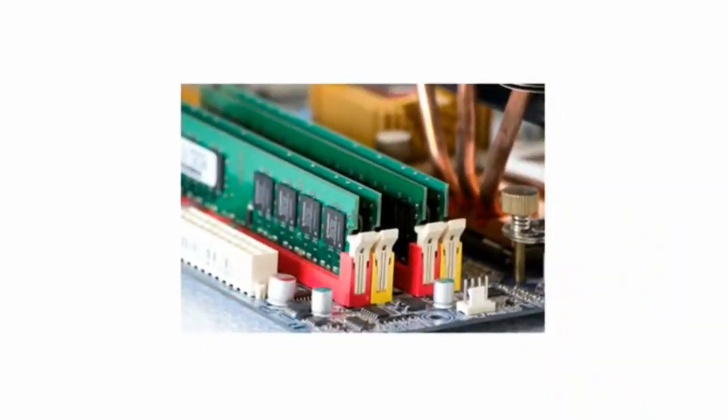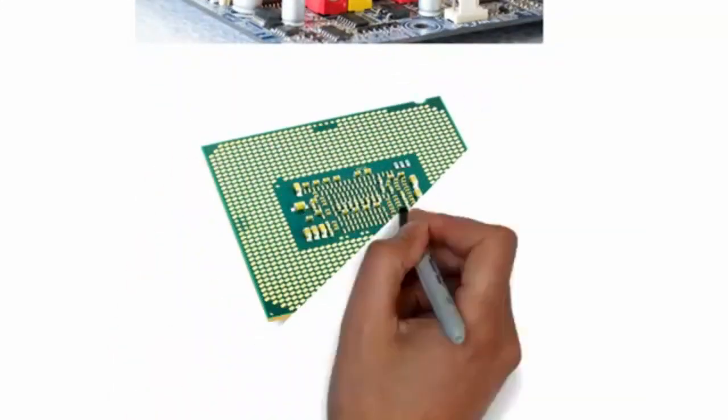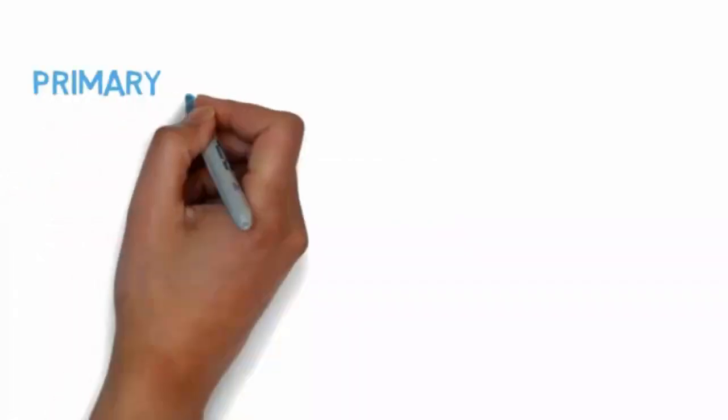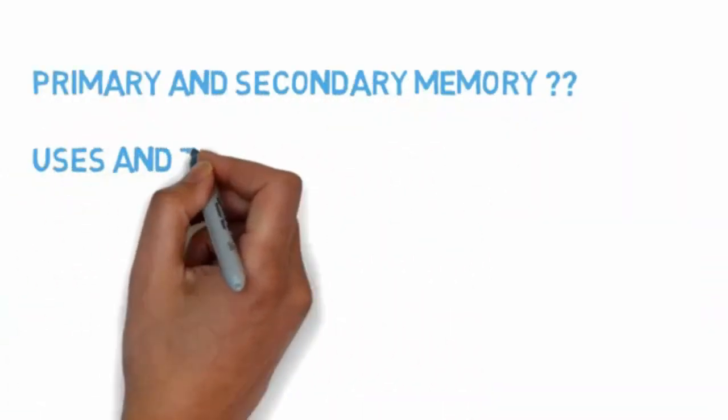The memory system of a computer is one of the most important parts of a computer. The CPU uses this memory system to store and read data to give output. Fundamentally, there are two types of computer memory, primary memory and secondary memory. But what is primary memory and secondary memory? What are their uses and their types?